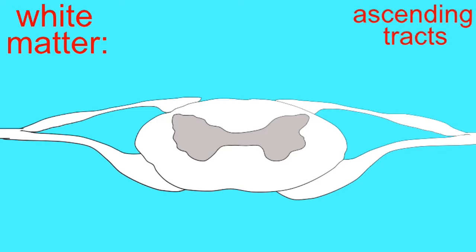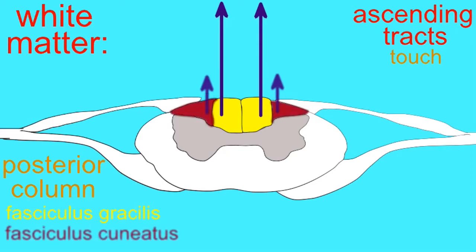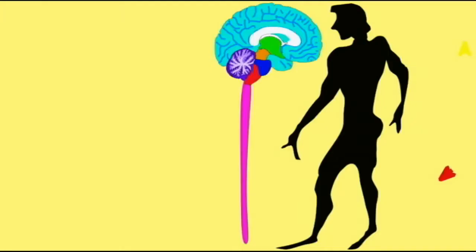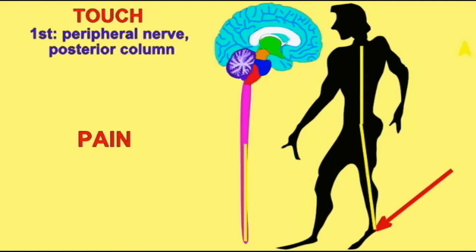The dorsal column, processing touch information, is divided into the fasciculus cuneatus, carrying input from the arm, which then projects to the nucleus cuneatus in the medulla, and the fasciculus gracilis, carrying touch information from the hip and leg, which projects to the nucleus gracilis of the medulla.